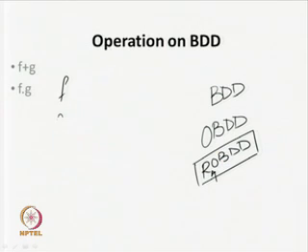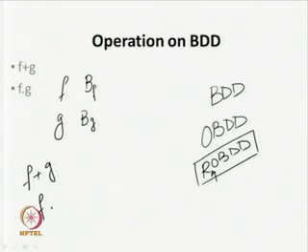Now, when I have two functions f and g, the BDD representation of f will be bf and the BDD representation of g will be bg. Now, what happens? We can perform the operation f plus g, or f dot g, or f exclusive or g. When we talked about binary decision diagram, at that time we saw that we can perform those operations on BDDs also.